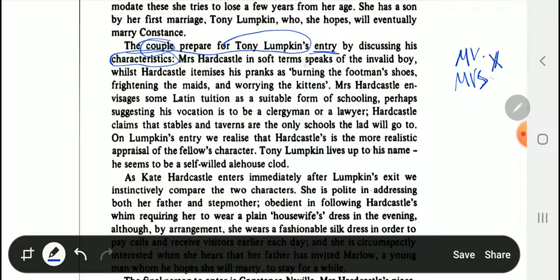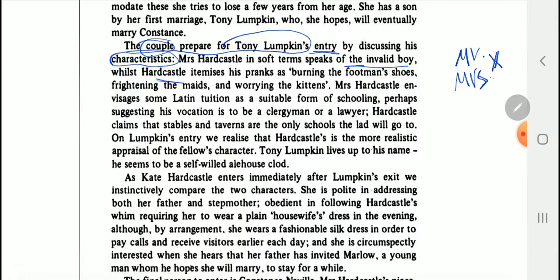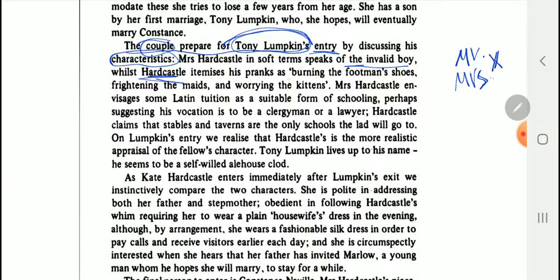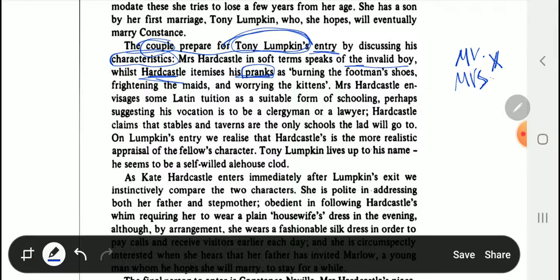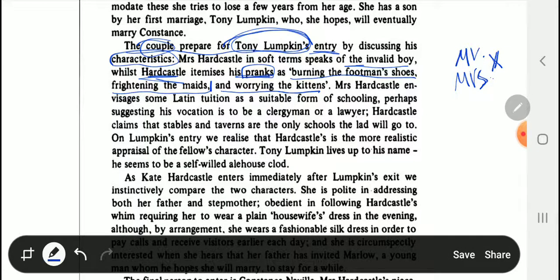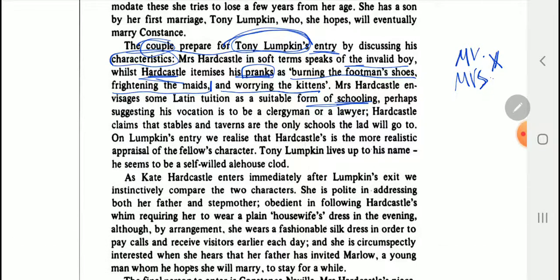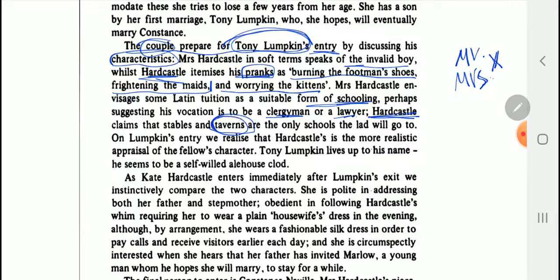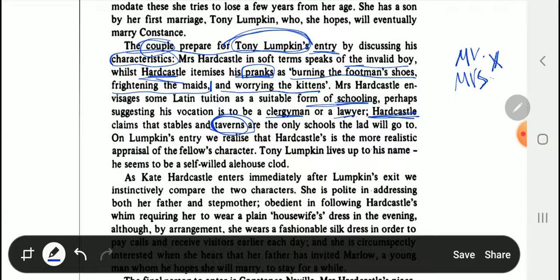Mrs. Hardcastle, in soft terms, speaks of the invalid boy, while Mr. Hardcastle speaks really badly about Lumpkin, because Tony Lumpkin has a lot of pranks. He's making jokes with people. He's sometimes burning the footman's shoes, sometimes frightening the maids, and sometimes worrying the kittens. Mrs. Hardcastle is saving some tuition because she wants to send him to schooling, to become a clergyman or a lawyer, while Mr. Hardcastle believes that he's only suitable for taverns, which means his only place is an inn or any place other than the school.